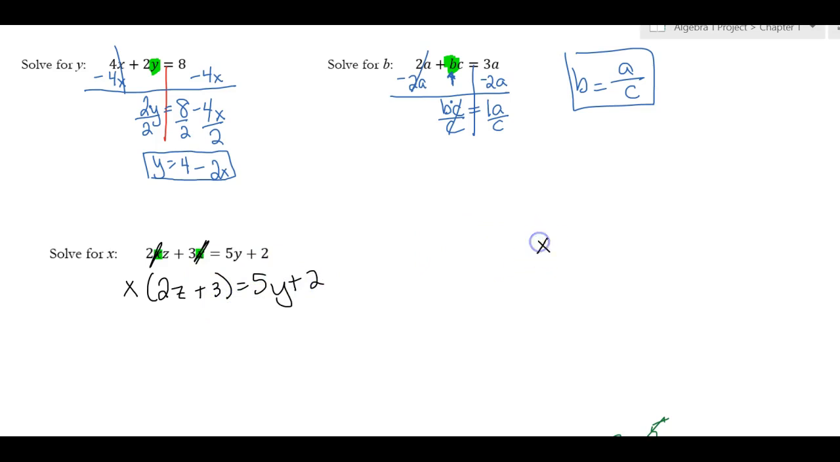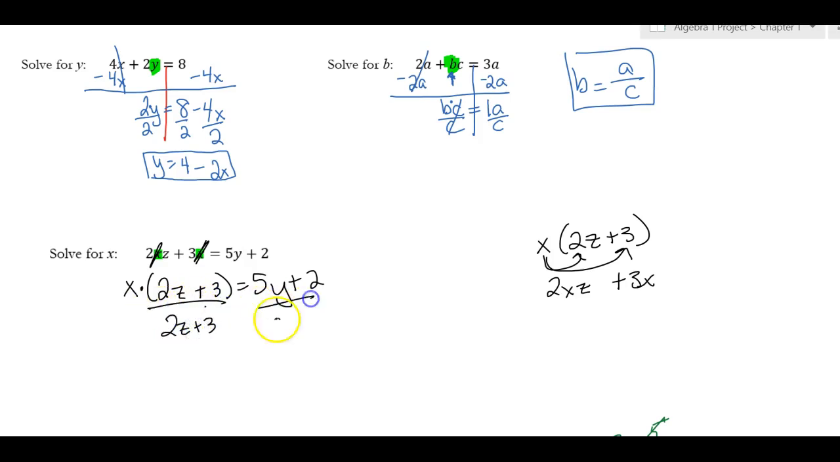And the reason that works is, watch, if I write the problem that I just got down, if I multiply by x, I get 2xz plus 3x, which is what I had. So I highlighted what I had in both, and I took it outside, which meant it went away. So now my goal is to get x by itself. So now I have to get rid of this times 2z plus 3. Well, the way to get rid of a times is you divide. And that's the answer. X is equal to 5y plus 2 over 2z plus 3.